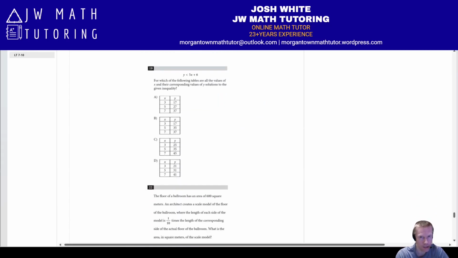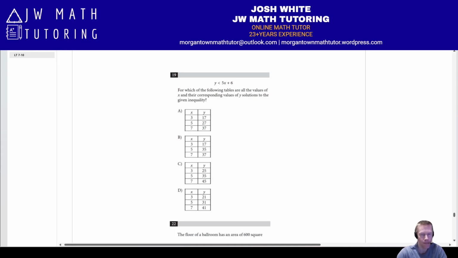All right, next up, number 19. Actually, zoom in here, it's a little small. Okay, so here we have an inequality. We want to know which of these tables of values is going to be correct for this one. So, a couple things. If you wanted to do this by hand, I would start with 3, and I would plug that in for x.